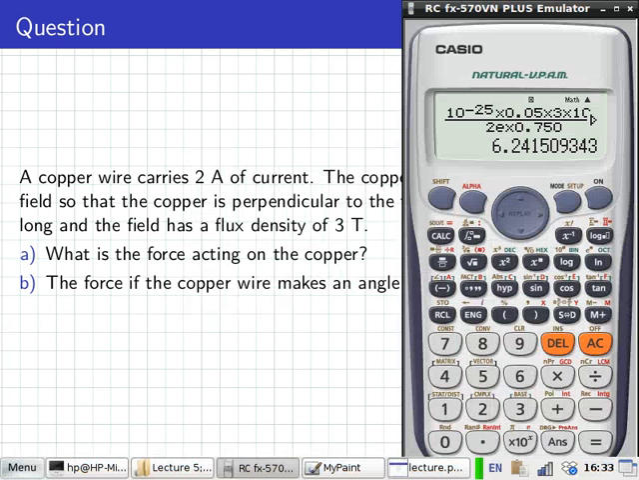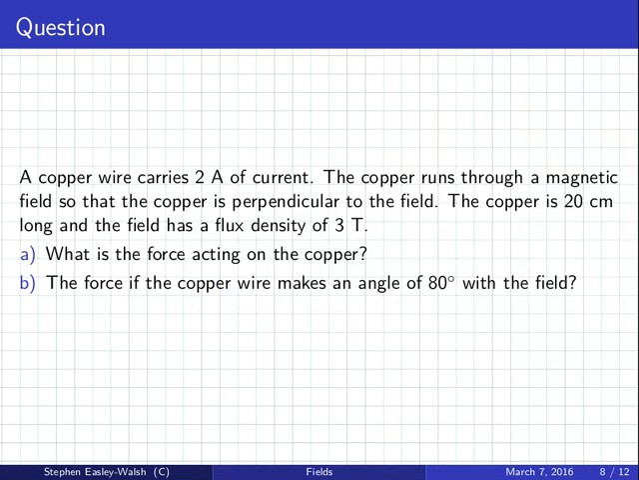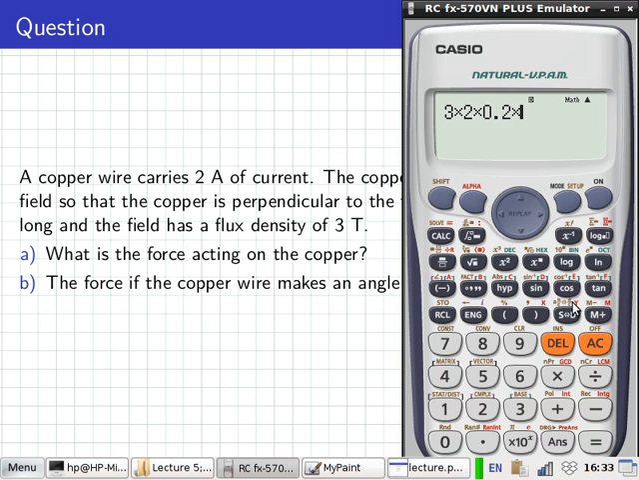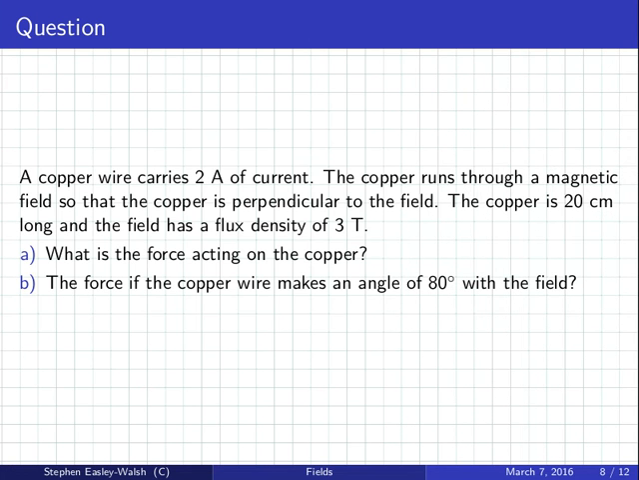Let's check it. B, I, L. First answer 1.2 newtons. And then the next one, 80 degrees, sine 80: 1.18 newtons. Easy peasy? Okay, next.